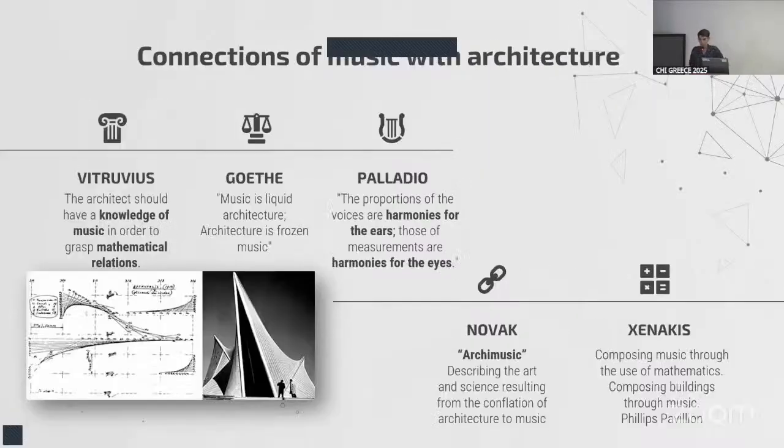So connections between music and architecture are not new. Goethe stated that architecture is frozen music. Novak created the term archimusic, and then Xenakis took it a step further, where he would use mathematics from his musical compositions to create buildings. So, for example, the Philips Pavilion's curved cells that you see there, they came from musical gestures. Our work sits in this lineage, but turns it into a practical tool people can use.